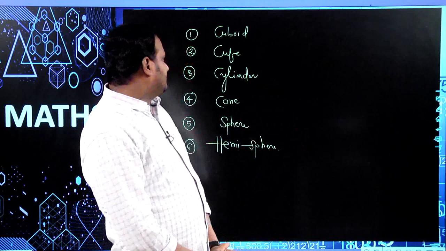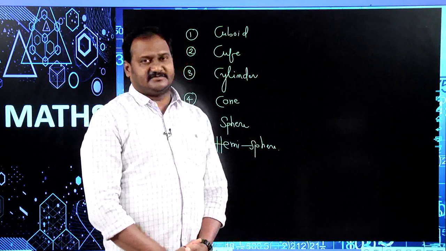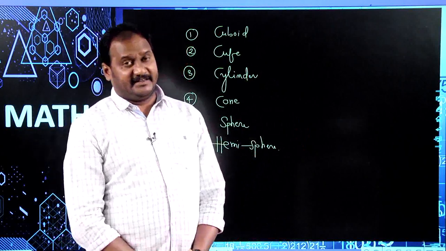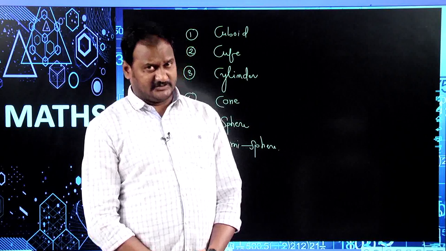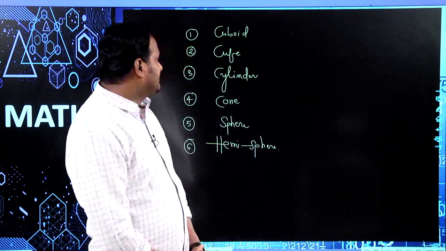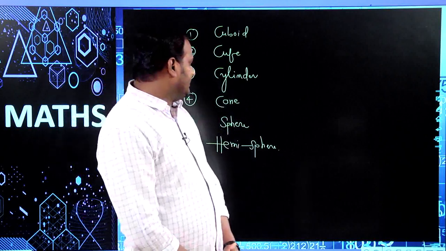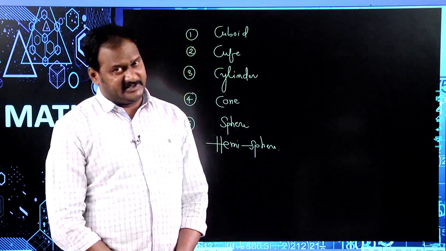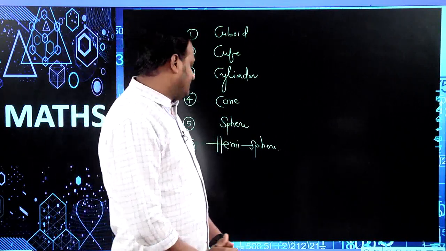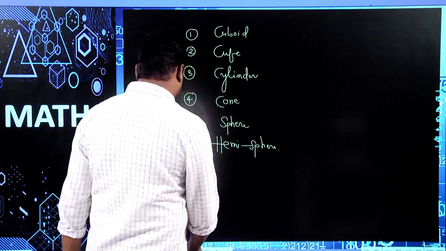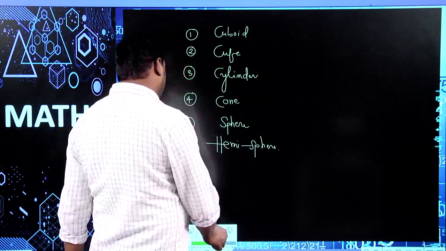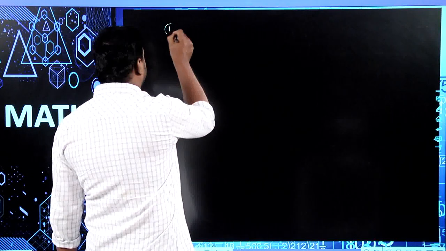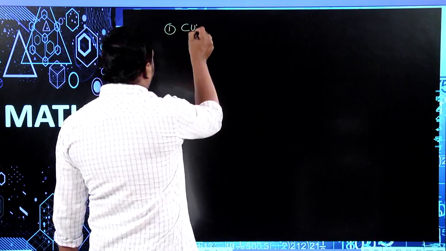So, what are all these solids and their surface areas as well as volumes? Let us discuss the cuboid, cube, cylinder, cone, sphere and hemisphere. First, let us understand what a cuboid is. Have you ever seen a cuboid? What do you mean by a cuboid? We are discussing the first solid, that is the cuboid.